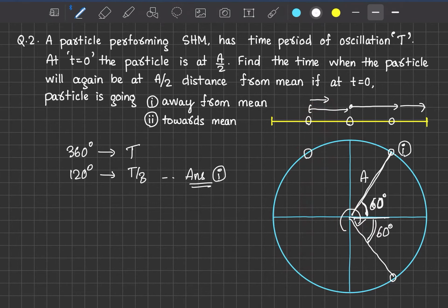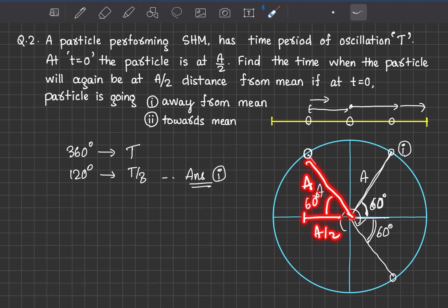So for the topmost point, again let's draw the line. Again our amplitude is A and the particle is here. Again see, this angle is 60 degree. Now if it is moving this way, again it will be at a by 2 distance when it will cover and reach here, right? It should cover this much distance. Now we know this angle is 60 degree because this length is a by 2 and this radius is a. So this angle becomes 30 degree and similarly this angle also becomes 30 degree, right?